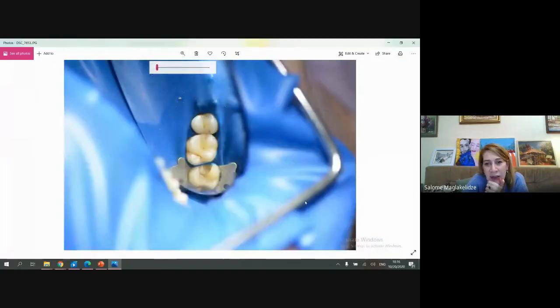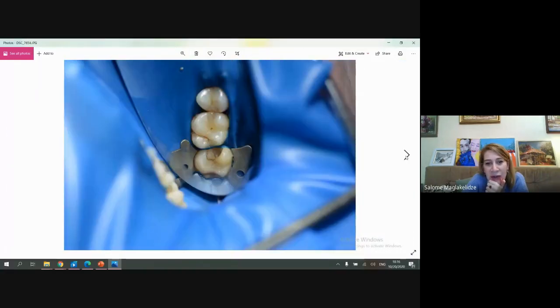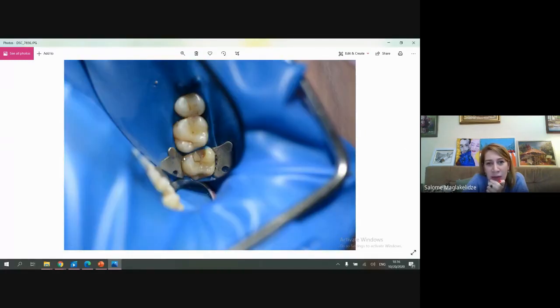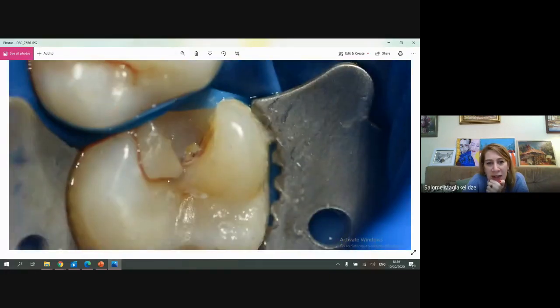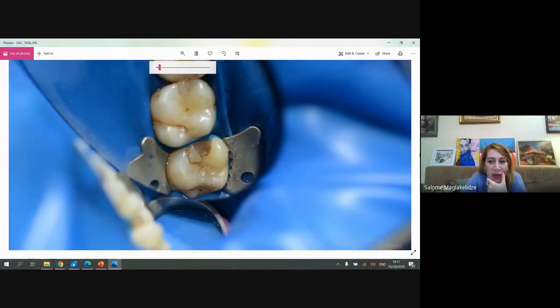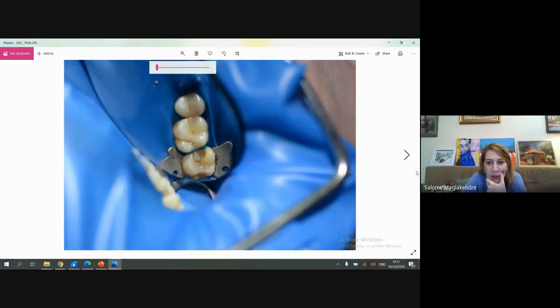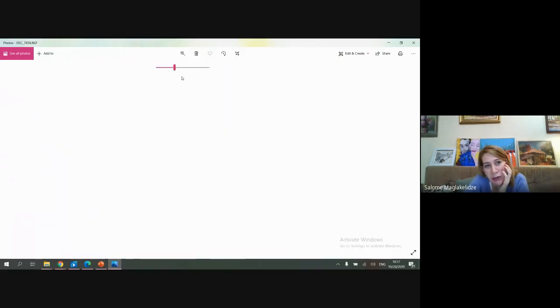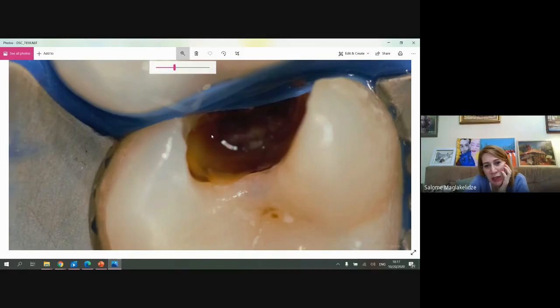As you can see, it's very easy to find the decays in the contact areas. Here was the old restoration which failed. It was broken. You could see it, and you could easily see that you have this decay underneath. So here is a residual caries too. Now we took all the old restoration and we could see what kind of deep cavity we have, and it still needs to be debrided.